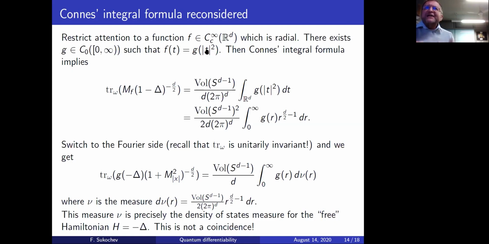To this end, I took a special example of functions f, which depends only on the radius. And with this trick, computing the right-hand side, I showed you that this measure is exactly the density of states measure for the free Hamiltonian. It was done with only one purpose, to show this connection.